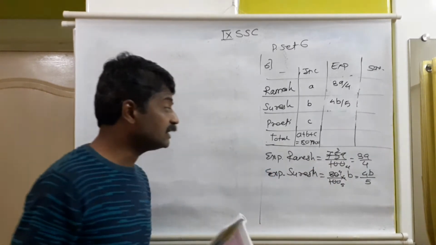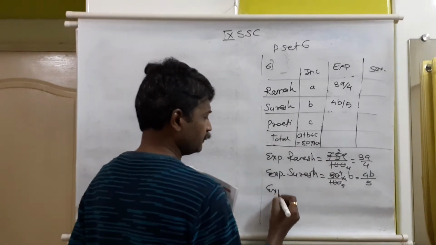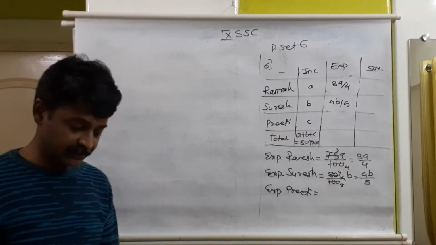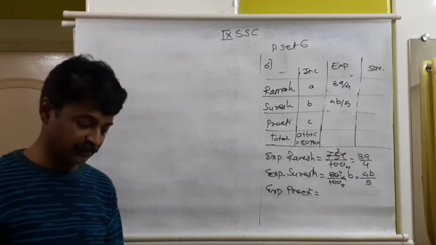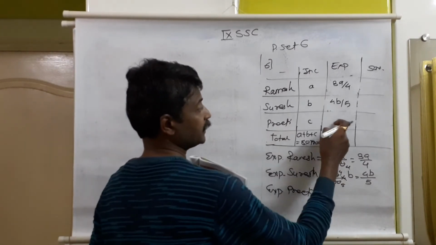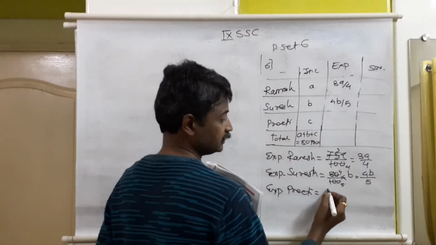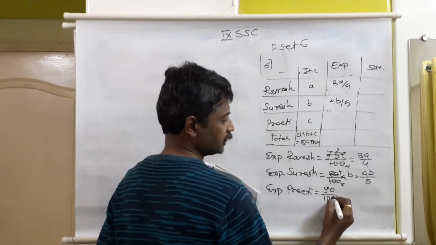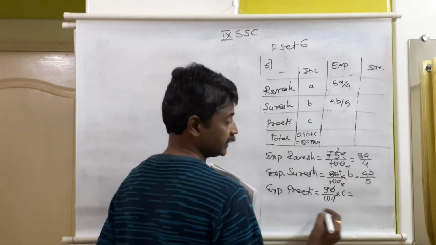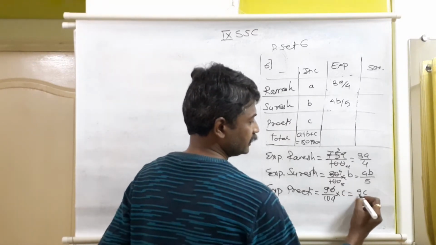Third is Preeti. So the expenses for Preeti are equal to how much she spends. She spends, as per the given information, 90% of her income. Her income is C. 90% of C means 90 upon 100 into C. Can be simplified as 0 gets cancelled, 9 by 10 into C, 9C upon 10.